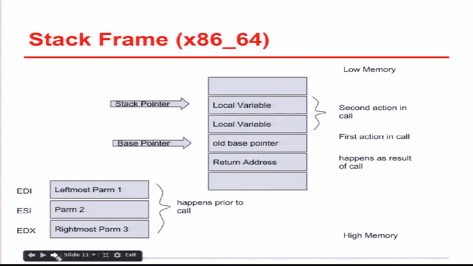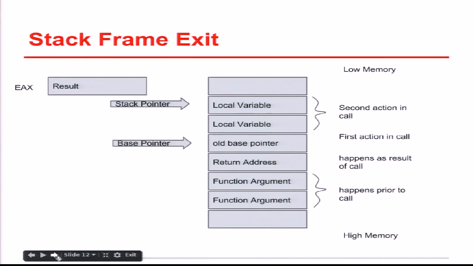By the way, that was for x86 32-bit, which you can't even get a 32-bit machine anymore for x86. 64-bit is a little different, so I'm going to show you that there. They have more registers than 32-bit, so they can do things differently. Stack frame exit: after you call a function, remember I said your EAX register contains your result. This is kind of what you're going to look at, same kind of thing, high memory, low memory. Once again, local variables are above your base pointer, and return addresses are below it.